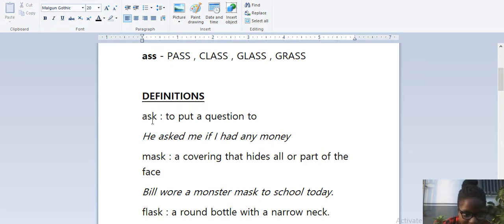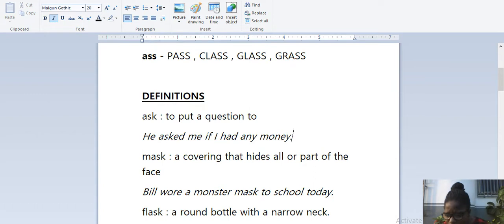All right, so ask. To ask is to put a question to. I'm sure you've all used this word before, but let's get the meaning. If you're supposed to explain it to somebody, you can get a pretty good definition, and it's a very simple definition. To ask is to put a question to, and we have a great sentence here: He asked me if I had any money.